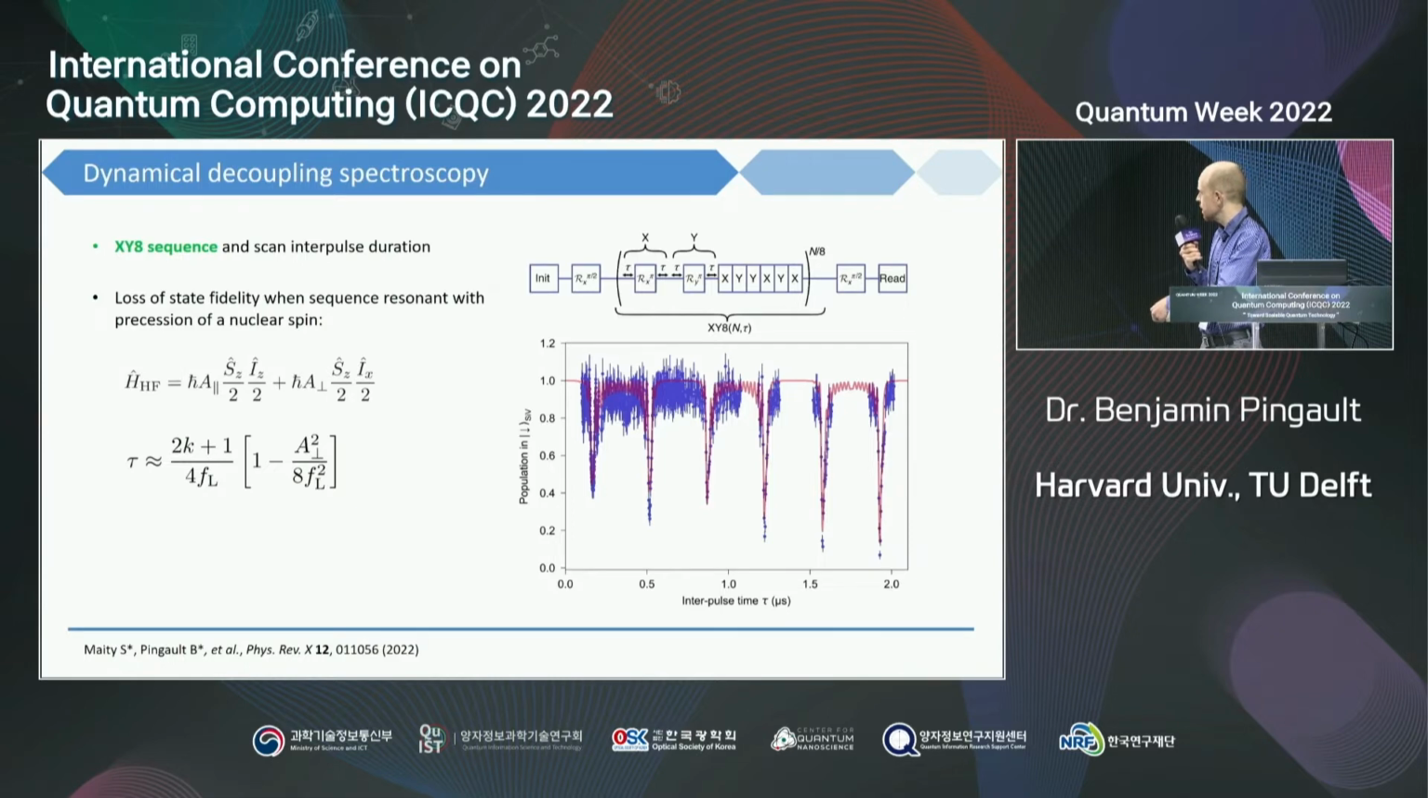And so when you're scanning the interpulse delay, you have, at those resonances, big dips in the coherence of the SiV for those specific interpulse times that correspond to the hyperfine coupling with a single nuclear spin. And so in this case, for those values of the interpulse delay, we can extract the hyperfine coupling with this given nuclear spin.